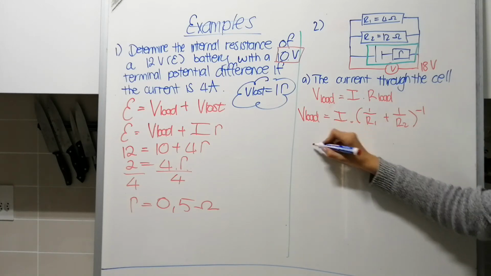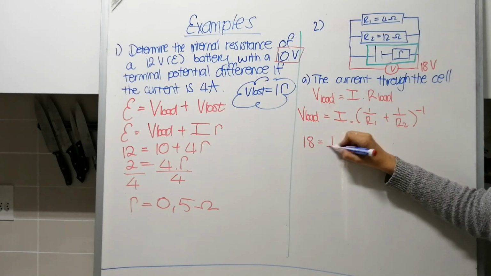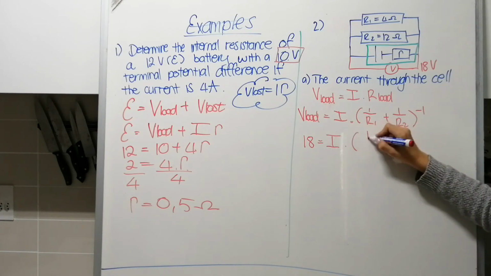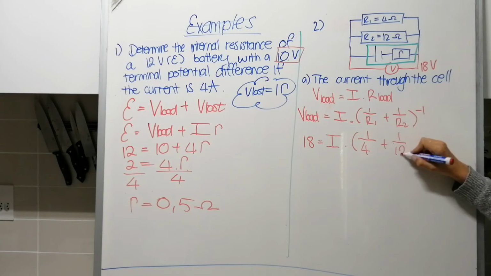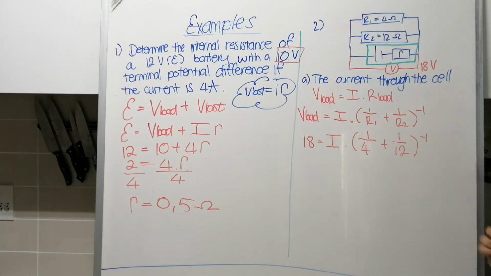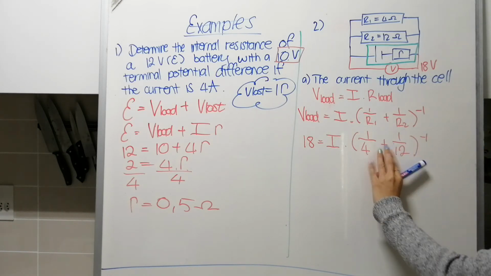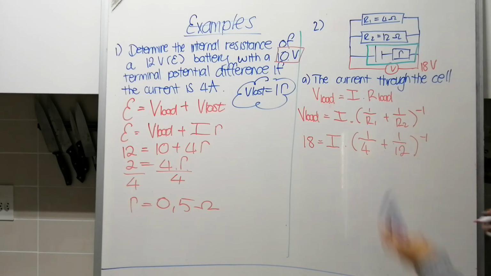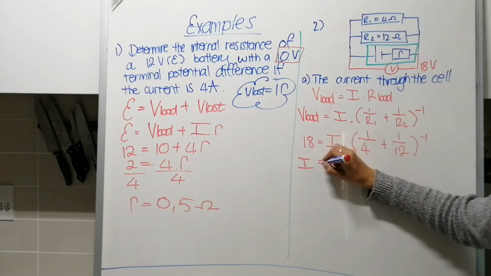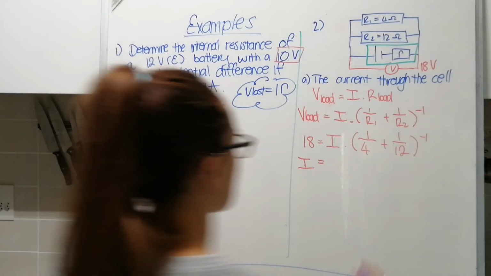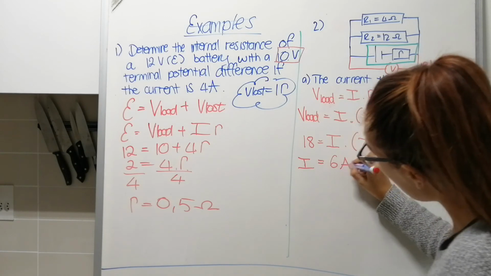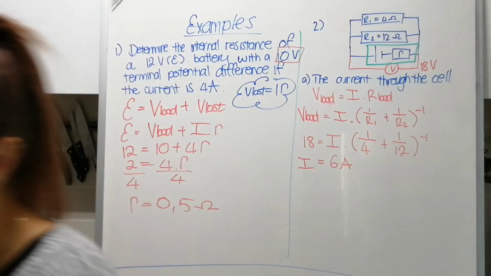So V load is 18, current is what I'm after, 1 over R1, that's 1 over 4, plus 1 over 12, inverted. Okay, we can work this out and then divide both sides by that value. And once you've done that, you'll find that your current is equal to 6 amps. Okay, that's question A done.